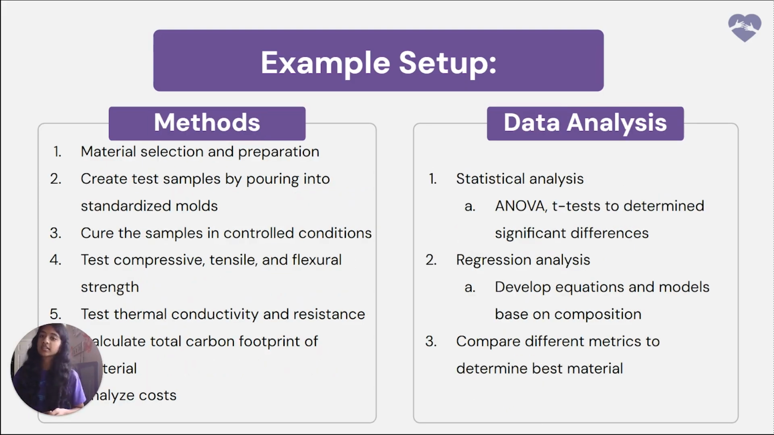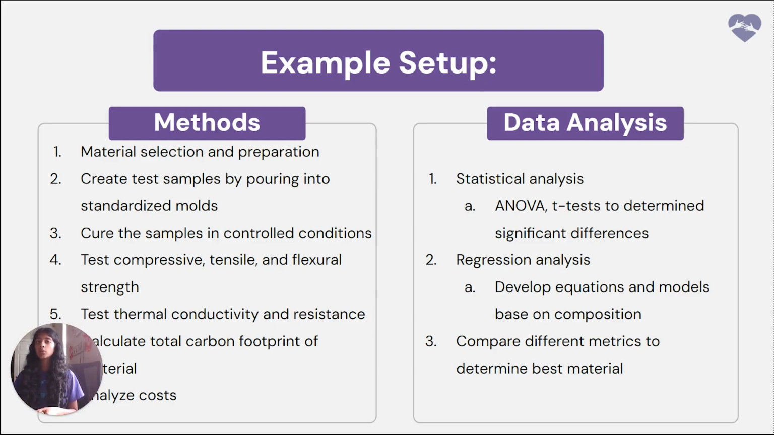So continuing with this example, now we'll define methods. Defining methods before you do the experiment is especially important because it helps ensure that you know as a researcher what you're going to do in each part of the experiment. So we will first begin by selecting different types of recycled waste. These materials could then be mixed or poured into molds to create test samples. Once these samples are prepared, we can test them under controlled conditions to ensure consistency.